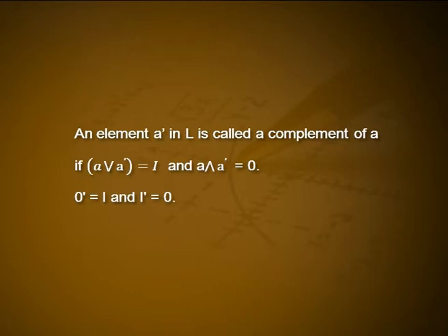Observe that 0' is equal to I and I' is equal to 0. Example 13. The lattice L equal to P(S) is such that every element has a complement. Since if A is an element of L, then its set complement A' has the properties A meet A' is equal to the empty set and A join A' is equal to S.